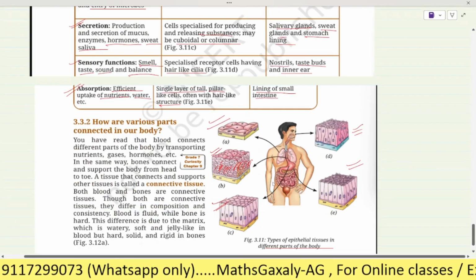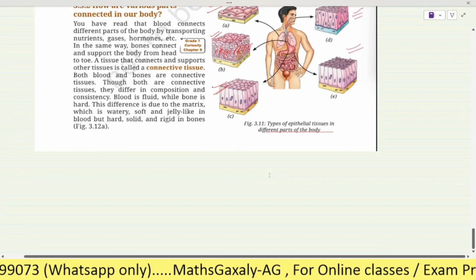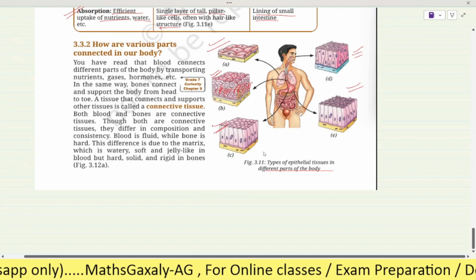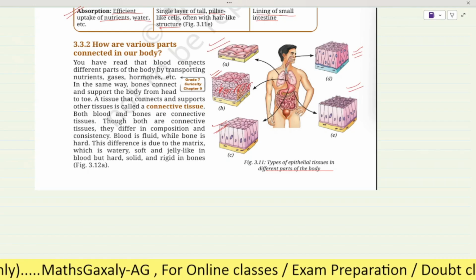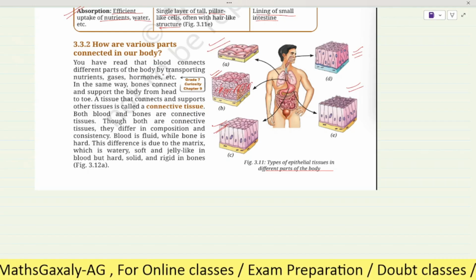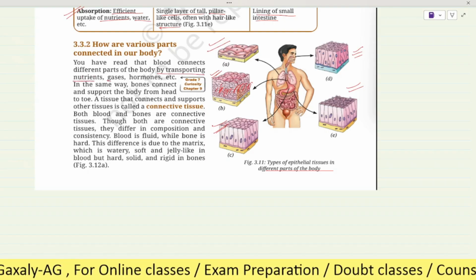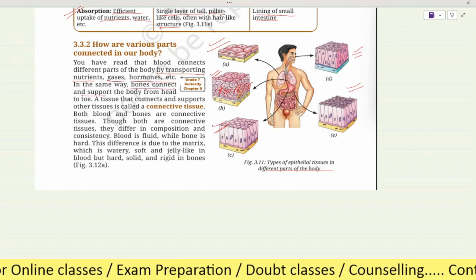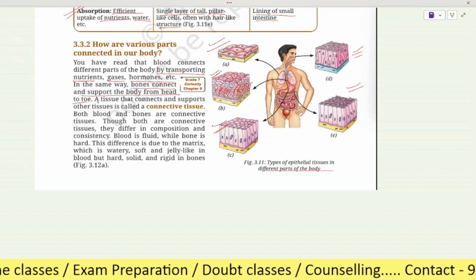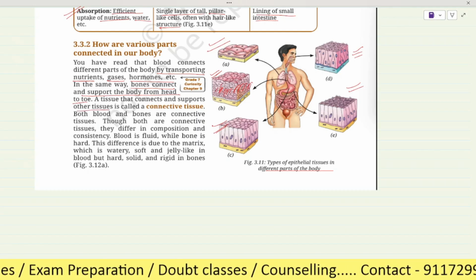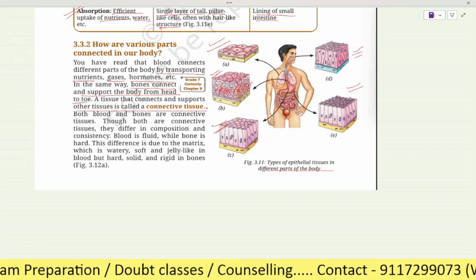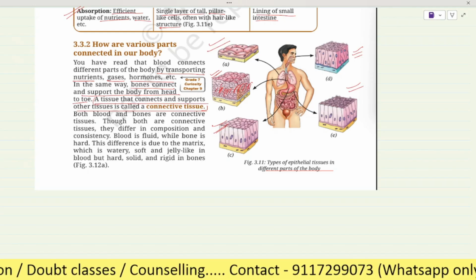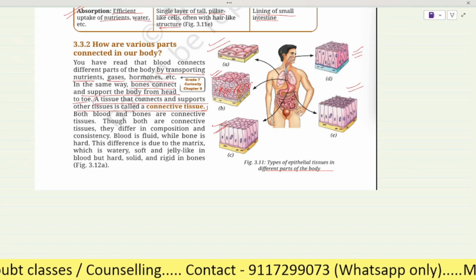Is there any doubt till here? Now let's see how various parts are connected in our body. It says that you have read that blood connects different parts of the body by transporting nutrients, gases, hormones, etc. In the same way, bones connect and support the body from head to toe. A tissue that connects and supports other tissues is called connective tissue. This is an important point, please note it down.